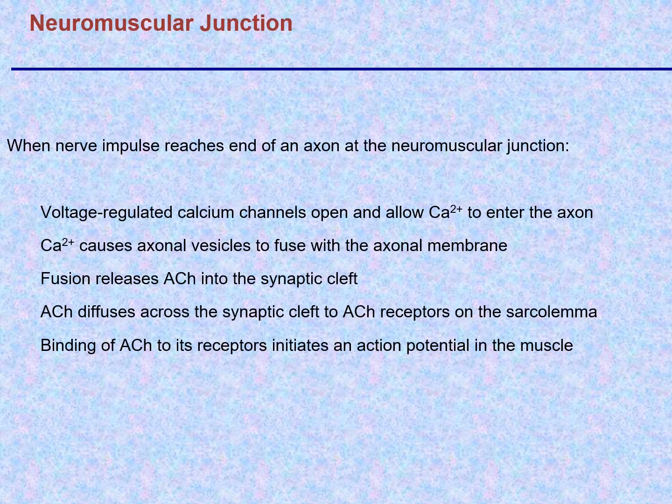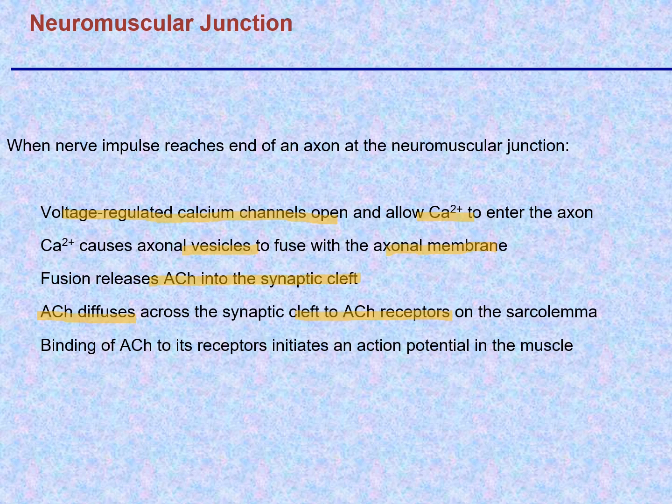So, as I was saying, the nerve impulse reaches the end of the axon. Voltage-regulated calcium channels open. Calcium flows in, causing the fusion of the vesicles with the membrane and releasing acetylcholine into the synaptic cleft. It diffuses across and binds to acetylcholine receptors, and that initiates an action potential or a depolarization on the skeletal muscle side.